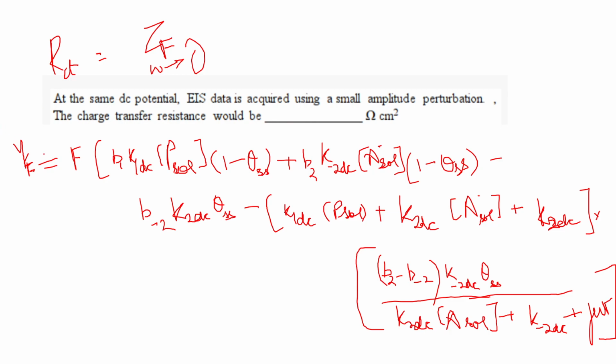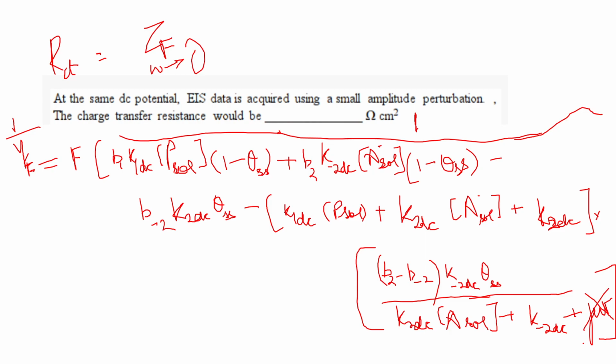So this is YF. So 1 by YF is nothing but ZF, right? So 1 by this whole thing you have written, F into everything. Once you find that out, you have to take the inverse, and J omega gamma, so omega tends to 0. That means this term will go to 0. So basically you have to substitute everything and take the inverse. What you get is RCT.